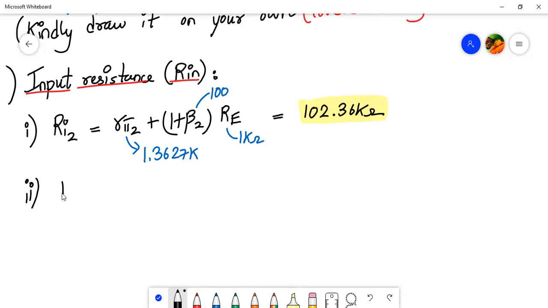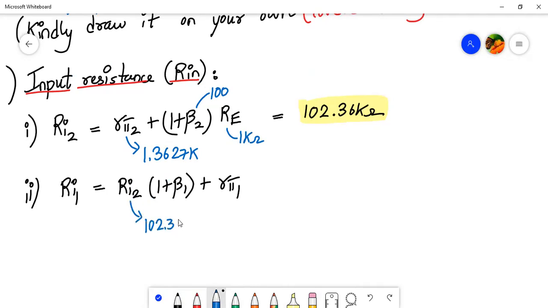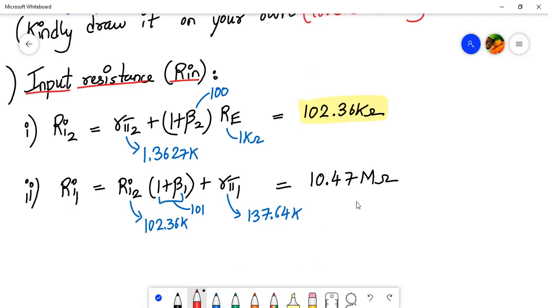Next, we calculate the value of RI1. What was the exact formula for RI1? It's RI2 into 1 plus beta 1 plus R pi 1. Your RI2 value we have calculated as 102.36K. Then 1 plus beta 1 is around 101. R pi 1 value is around 137.64K. If you plug in all the values in the calculator, the value of RI1 will be 10.47 mega ohms, which is very high. That's why we say that the input resistance offered by the Darlington pair is also very, very high.